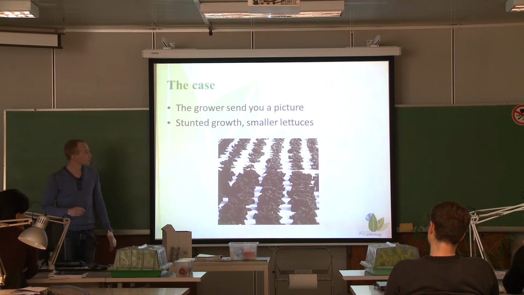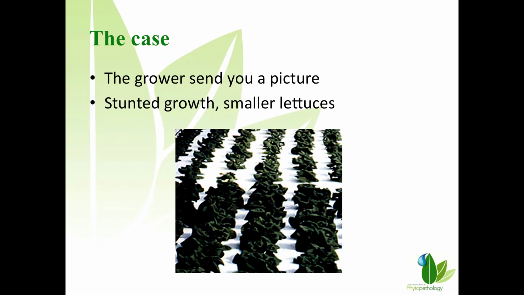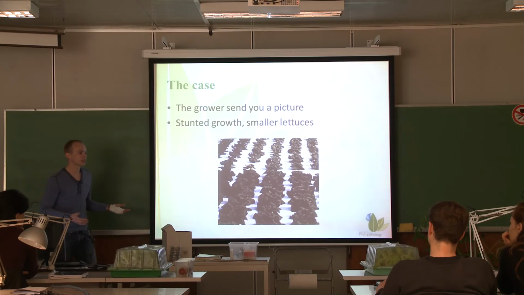So the grower sends you this picture. You don't see something very precise. You see perhaps stunted growth here, smaller lettuce, but you don't have a lot of information. So you need to contact the grower.